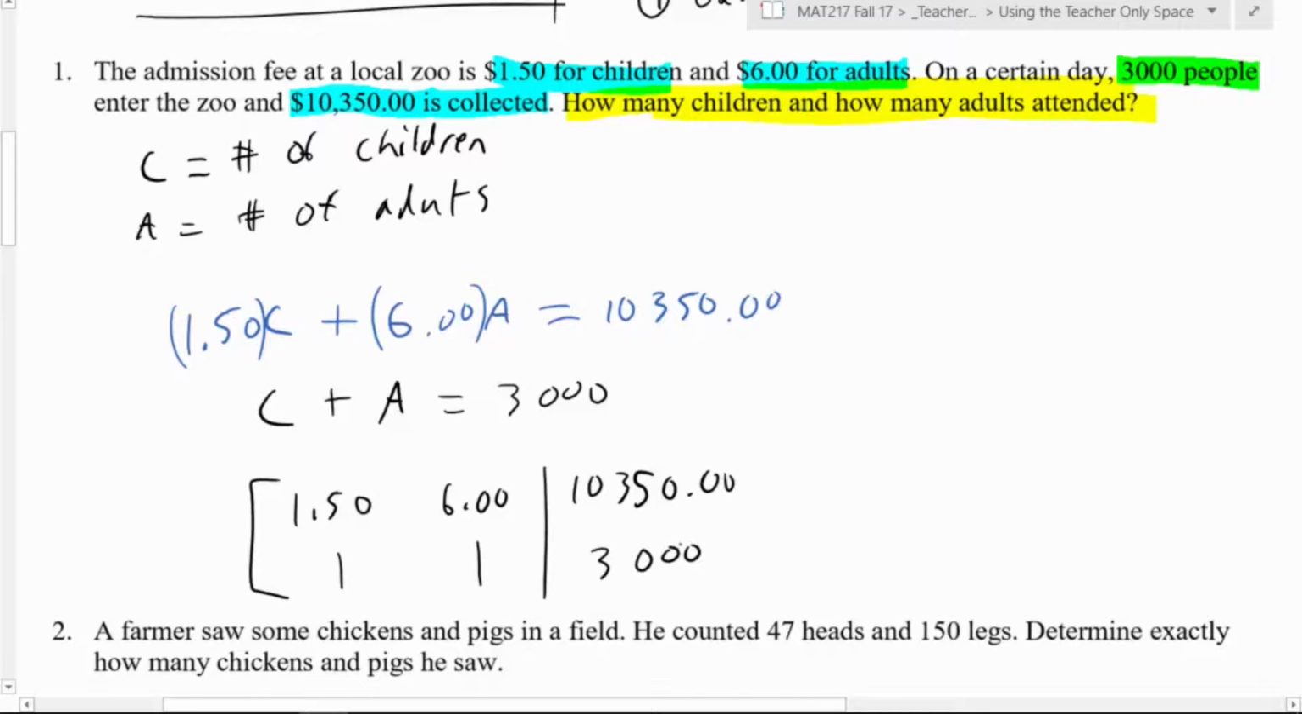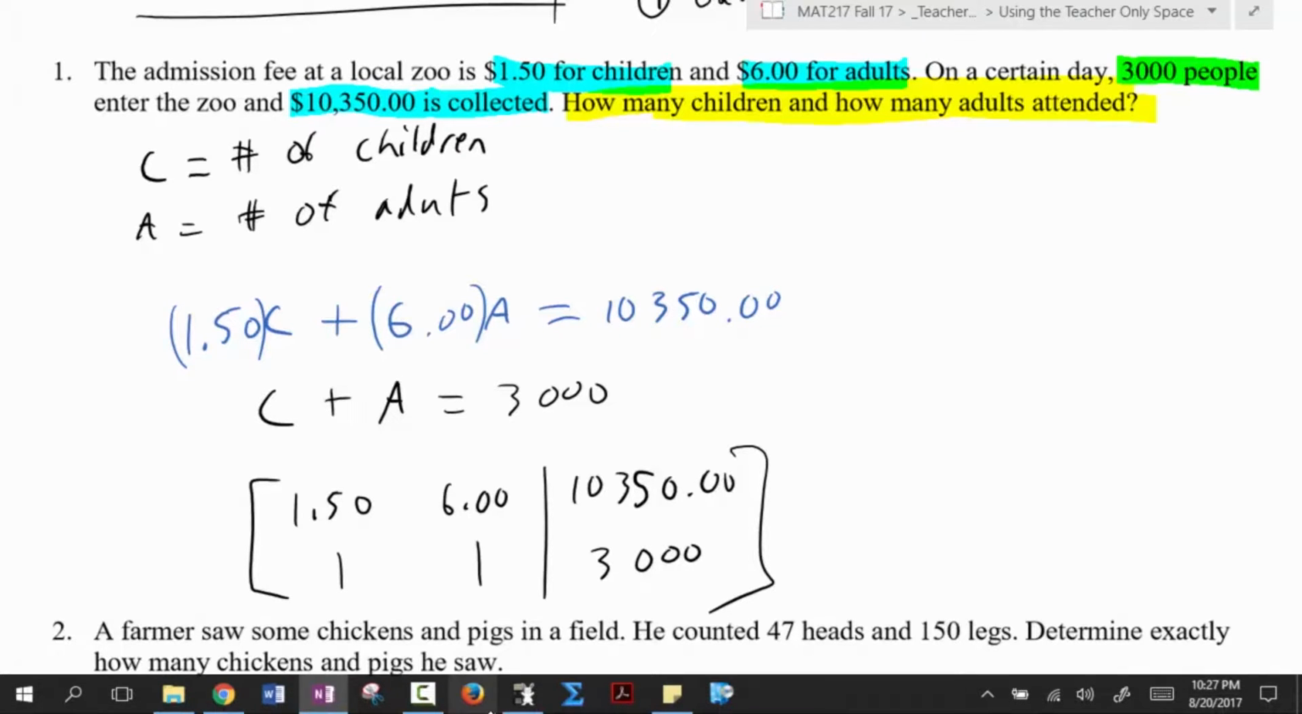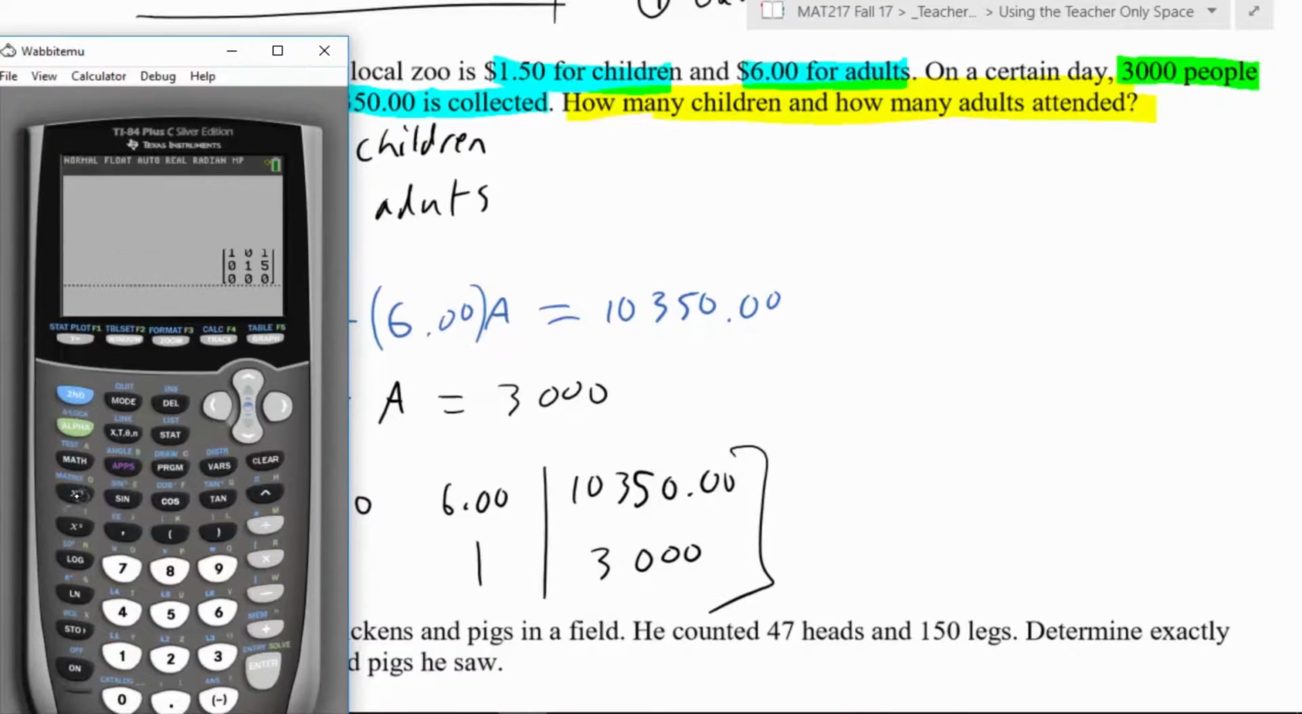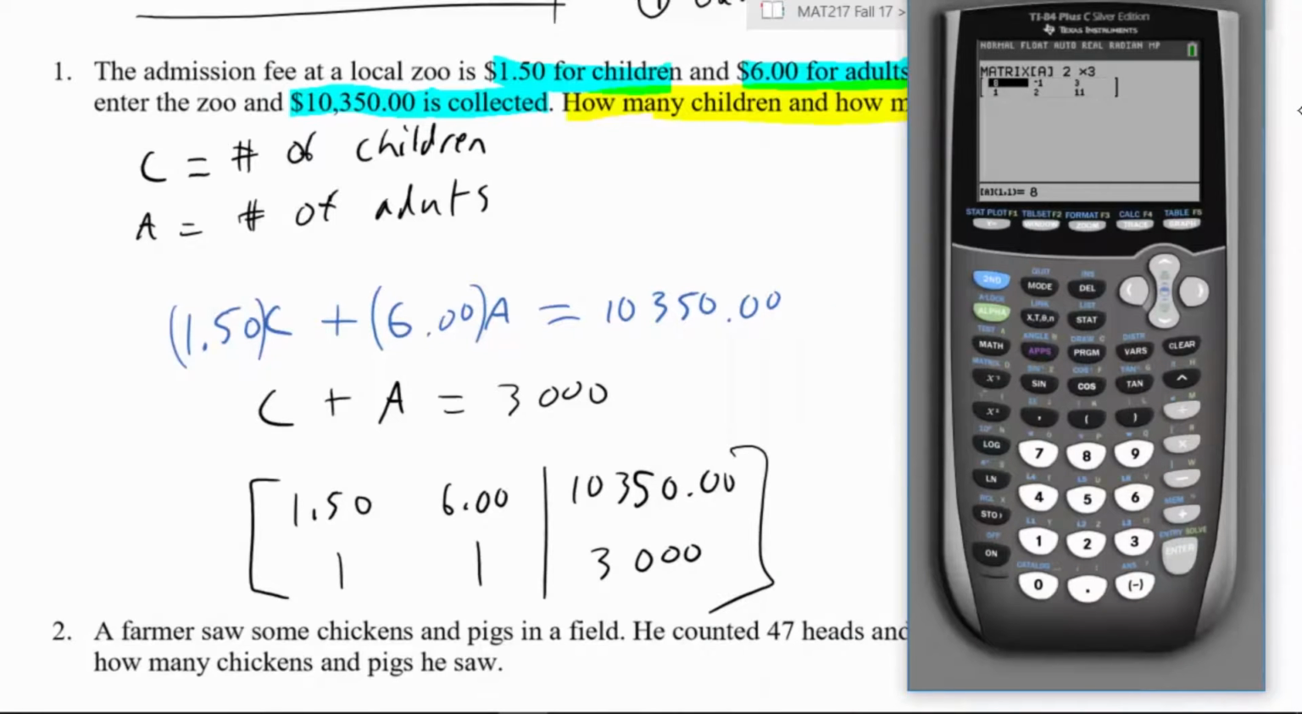Just don't lose sight of what they mean, because meaning is very important. Now you could use the $1.50 to get the one below it down to a 0, but let's just use the calculator. Might as well. It's always so much easier. Now we're going to go into our matrix, go to edit. This is a 2 by 3. What were our numbers? 1.5, 6, 10,350. Then down here it is a 1, 1, and 3,000.